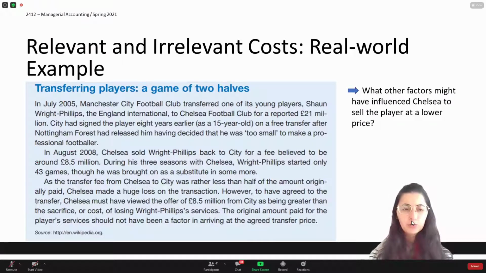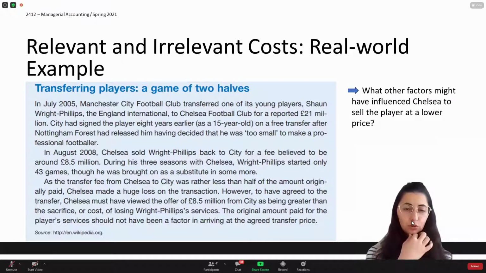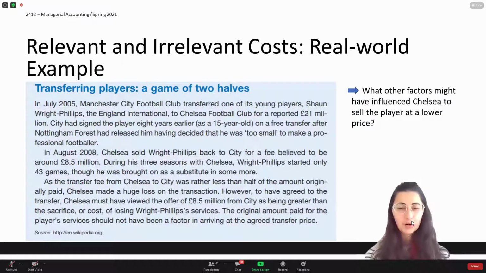However, to have agreed to transfer, Chelsea must have viewed the offer of 8.5 million from City as being greater than the sacrifice or cost of losing Wright-Phillips' services. The original amount paid for the player's services should not have been a factor in arriving at the agreed transfer price. So what I want you now to comment on is the factors that might influence Chelsea to sell the player at this lower price.